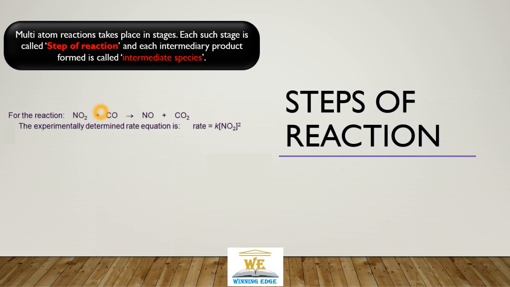Take the reaction of nitrogen dioxide reacting with carbon monoxide, giving nitric oxide and carbon dioxide. It's a simple reaction, two chemical species on each side, and it looks like in the first stage there is a transfer of oxygen from nitrogen dioxide to carbon monoxide to make carbon dioxide. But when we determined it experimentally, the rate expression depends only upon the second power of nitrogen dioxide, not on carbon monoxide at all.